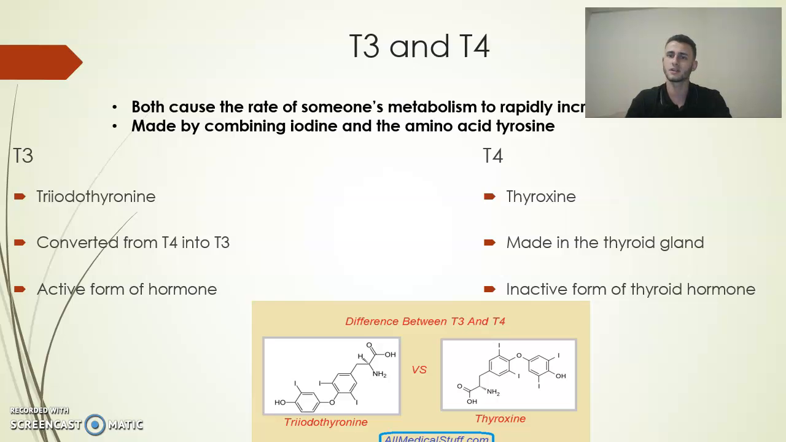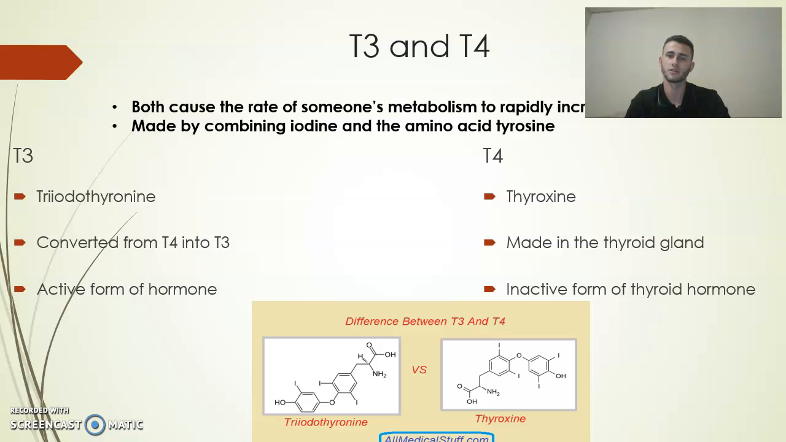What exactly are T3 and T4 though? So as I said earlier, both cause the rate of someone's metabolism to rapidly increase or decrease depending on if you have hyper or hypothyroidism. They are made by combining the element iodine along with the amino acid tyrosine.